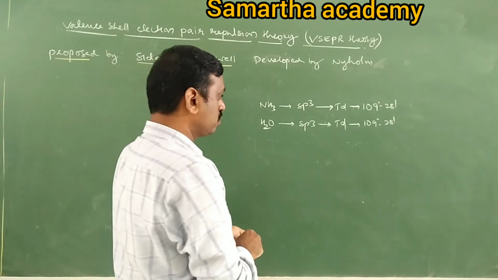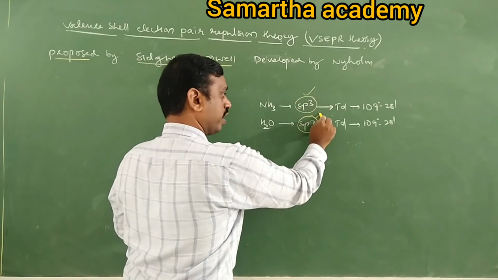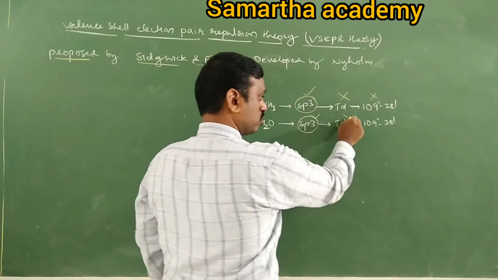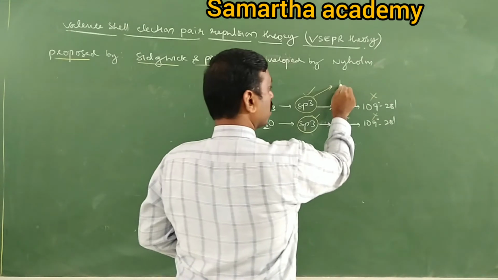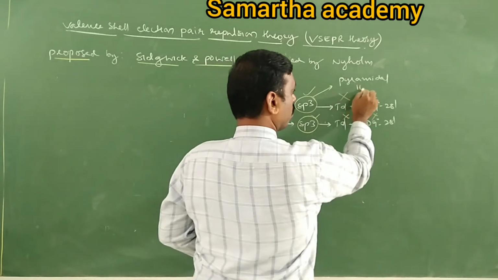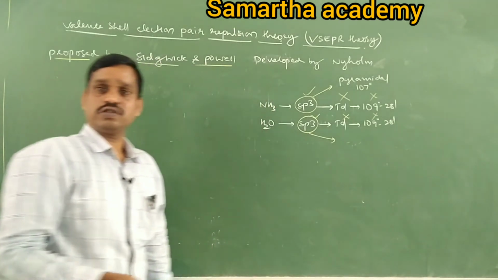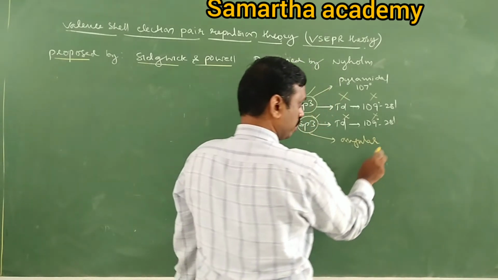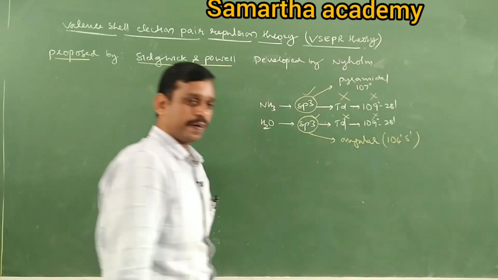But it is practically observed that ammonia undergoes sp3, all right. Water undergoes sp3, all right. But the geometry is not tetrahedral and the bond angle is not this, it is also not this. The shape of the molecule is pyramidal, and its bond angle is 107 degrees. Similarly, water also undergoes sp3, but its geometry is not tetrahedral, it is angular or V shape, and its bond angle is approximately 104 degrees 5 minutes.